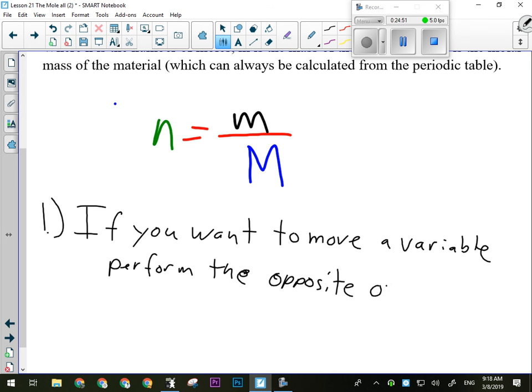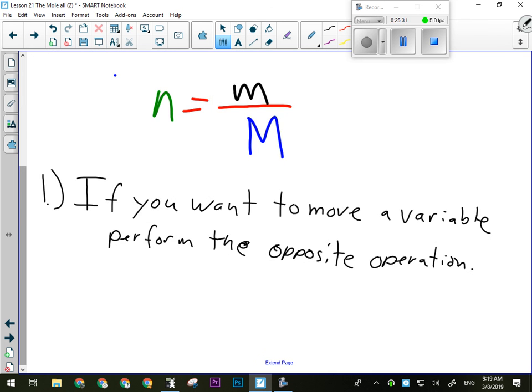Okay, rule number one of algebra is, if you want to move a variable, you do that by performing the opposite operation. So, in this equation right now, I am dividing by big M. If I want to move big M over to the other side of the equation, what do I do? Right, times big M. Here comes the second rule.